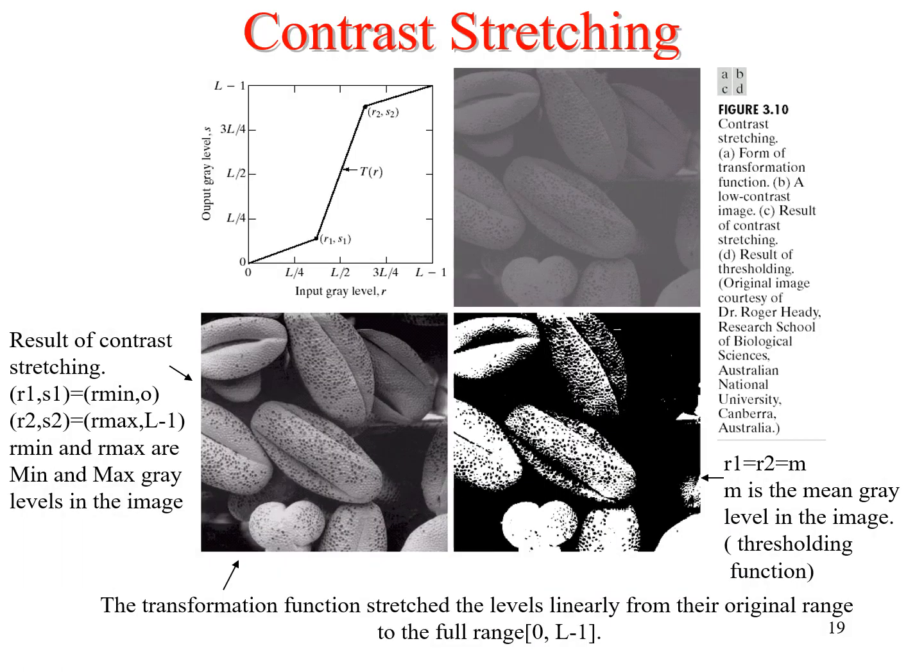So here you can see the effect of contrast stretching. This was the input image on which contrast stretching is applied, and you got this result. When you apply thresholding on this to convert it into a binary image, black and white, you will get this output. So this is the input image, this is the output of contrast stretching, and this is the output of thresholding.